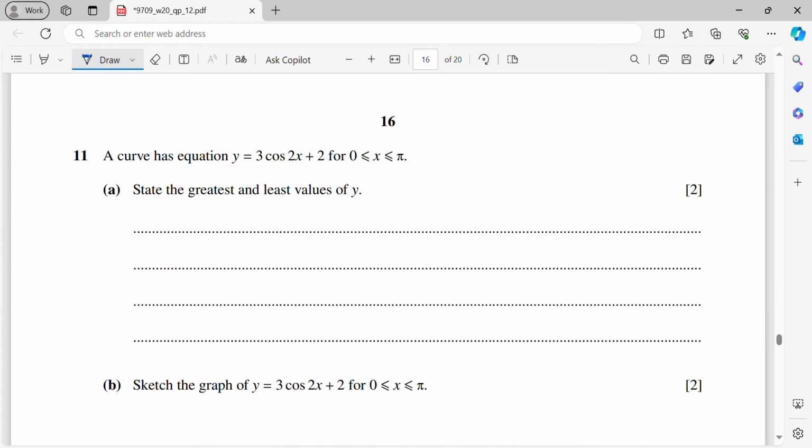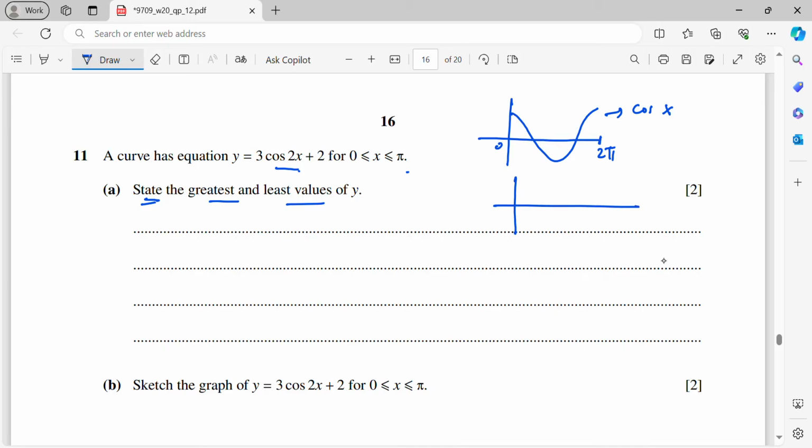Okay, question number 11. A curve has this equation where x between 0 and pi. State the greatest and least values of y. Okay, so now since this is cos, refer to the cos graph. Okay, so this is cos 1x. Now, if it is cos 2x, basically here is 2 pi. So basically for cos 2x, right, you need to draw two graphs within the 2 pi.